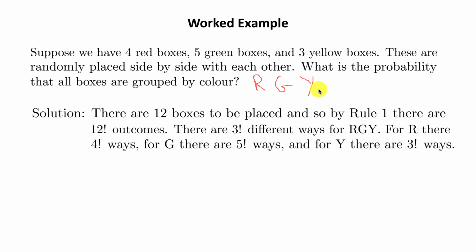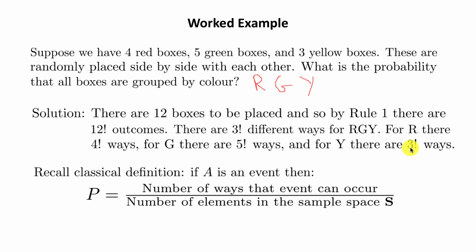So, the solution is the following. These 12 boxes are to be placed side by side, and so by the first rule that we discussed, there are 12 factorial different outcomes. Now we could have red, green, yellow, or yellow, red, green, or whatever, and so there are 3 factorial different ways for R, G, Y. There are 4 red boxes, and so therefore 4 factorial different ways. For green, 5 factorial different ways, and for yellow, 3 factorial different ways.